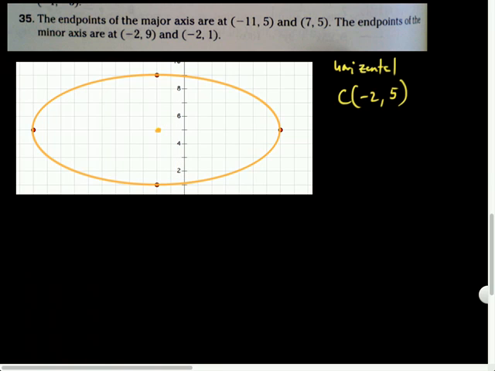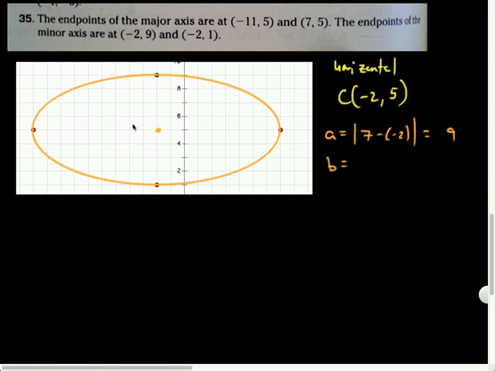And now I can figure out the lengths of a and b. So a is the distance from my center to either this point or this point, or half of the entire distance. So let's find that distance. a is equal to the absolute value of 7 minus -2, because since they're already on the same y value, I just have to compare the x values. So I'll get a equals 9. Did I do that right? 1, 2, 3, 1, 2, 3, 1, 2. Oh wow, that is 9. Feels longer than I thought it would be.